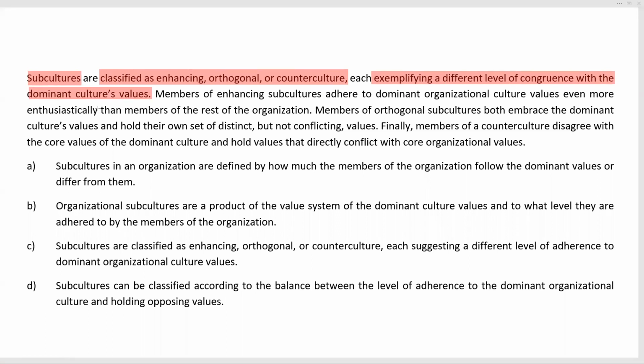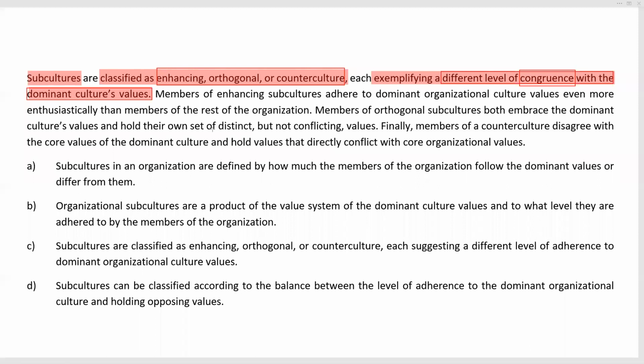So we have the aspect of the dominant culture's values, and each of these types, these classifications, have a different level of congruence with the given dominant culture's values. A very significant word here is the word congruence. It is actually something on which the answer would depend. So let's just keep that in mind.